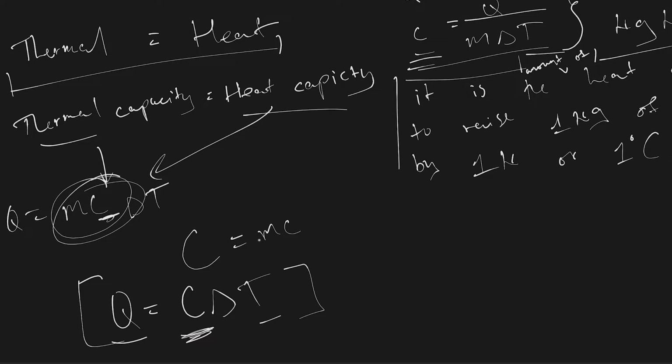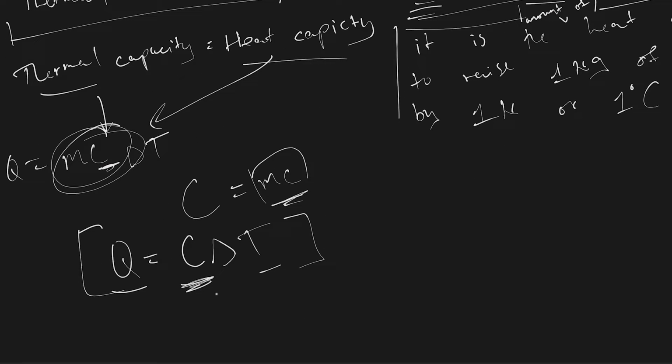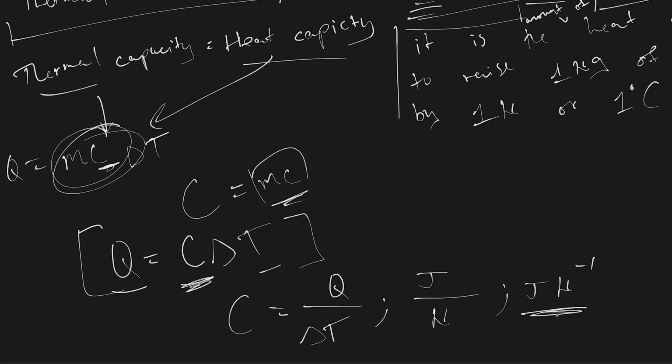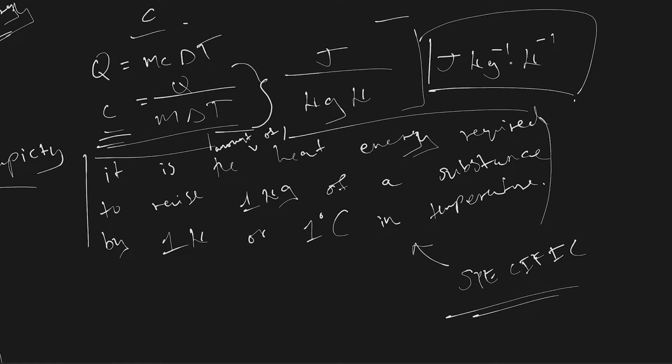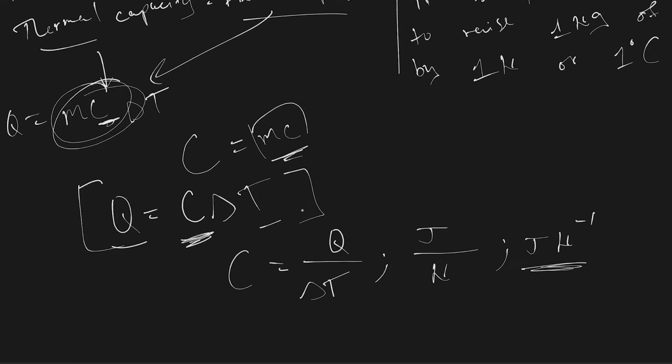So that's basically all it is. It's just mc. That's what thermal capacity or heat capacity is. That's what you need to keep in mind. And of course, the units of heat capacity, which is C, if we rearrange this, we would get C is equal to Q over delta T. So the unit is joules per Kelvin. So that's the difference. Specific heat capacity is joules per kilogram per Kelvin, but this is just joules per Kelvin.